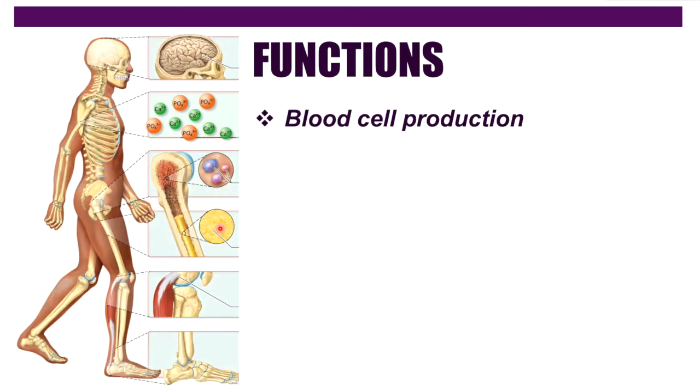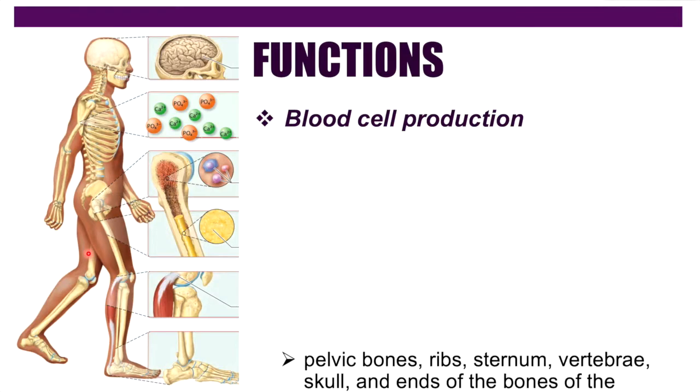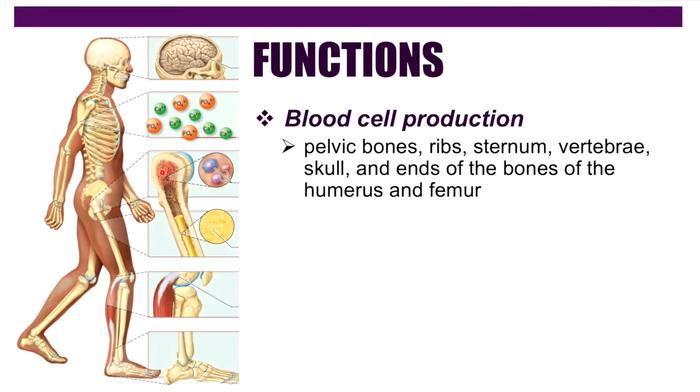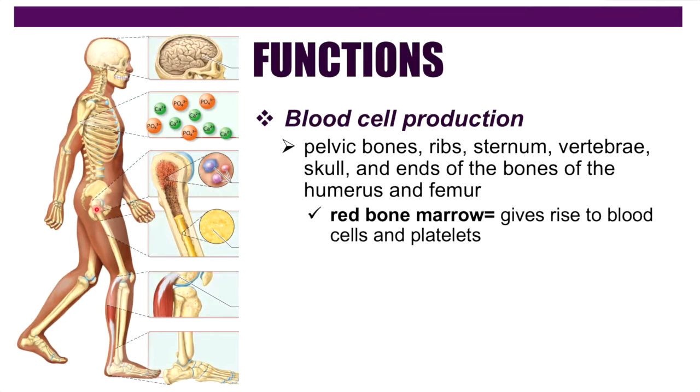Aside from these, the skeletal system plays a major role in blood production. Cavities in our bones, such as the pelvic bones, ribs, sternum, vertebrae, skull, and ends of the bones of the humerus and femur, are filled with red bone marrow, which gives rise to blood cells and platelets. The formation of blood is termed hematopoiesis.